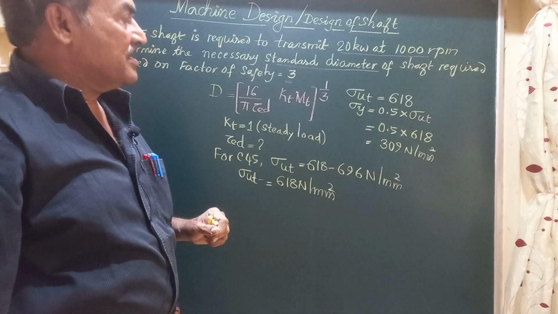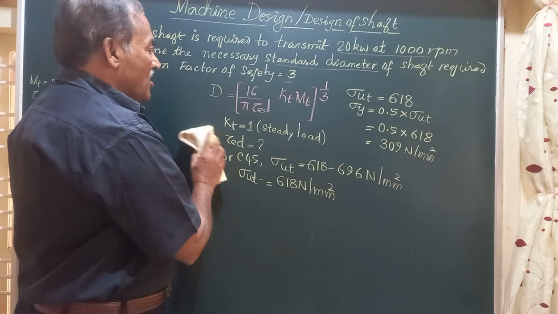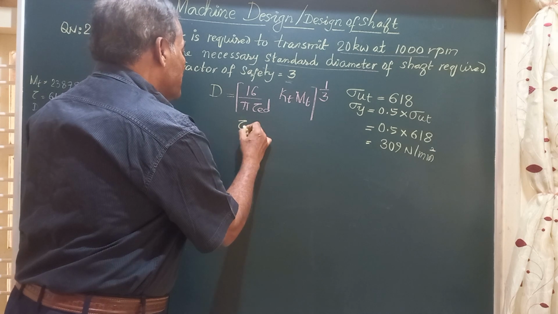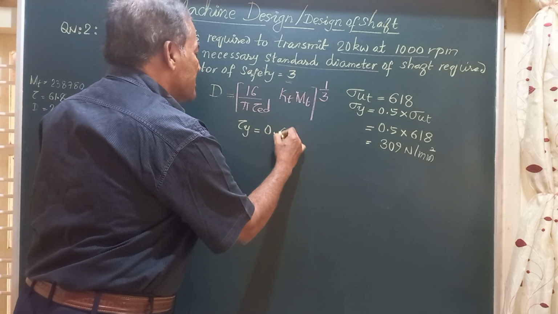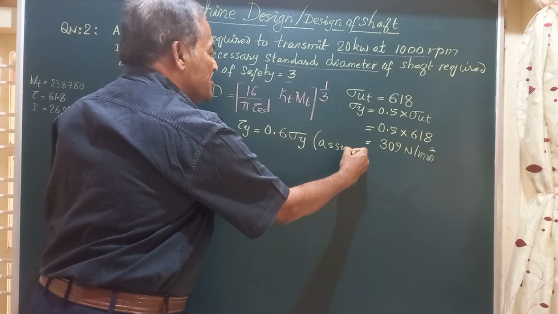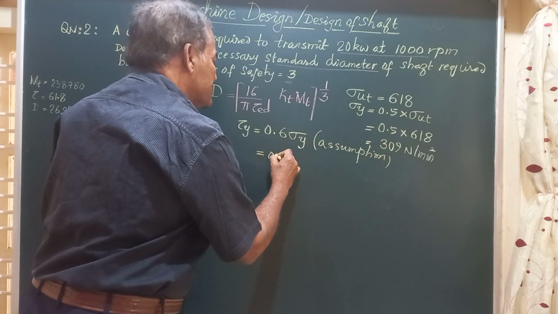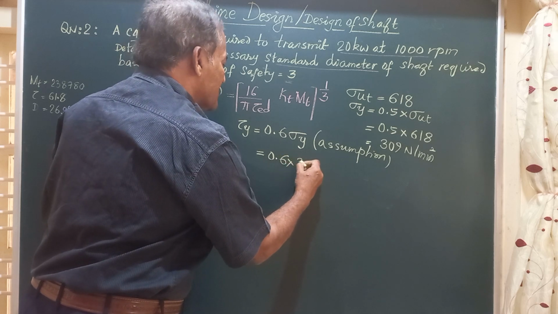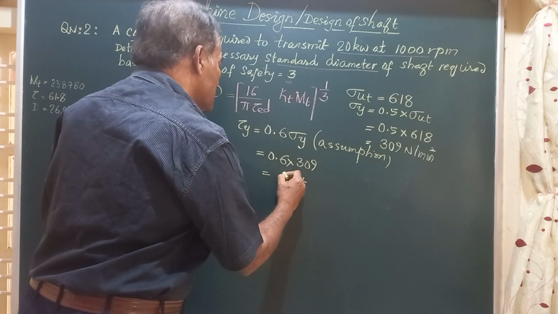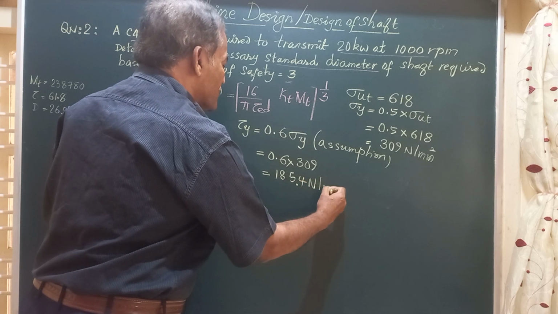From sigma y, I have to obtain what is tau y because I need tau vd. Now we can write down this tau y is equal to 0.6 times sigma y. This is an assumption. This is how these two are related. So this is 0.6 times the value of 309, which is sigma y. So this works out to 185.4 Newton per mm square.